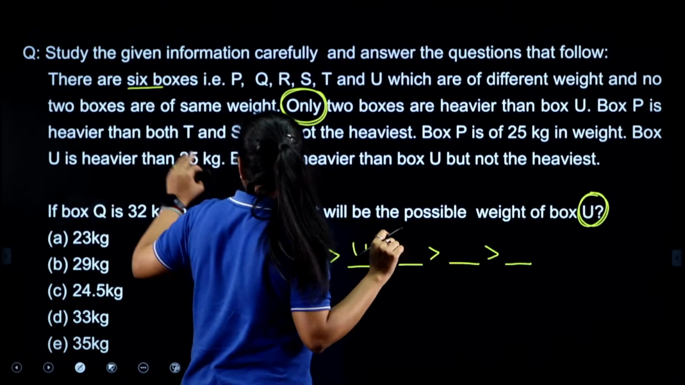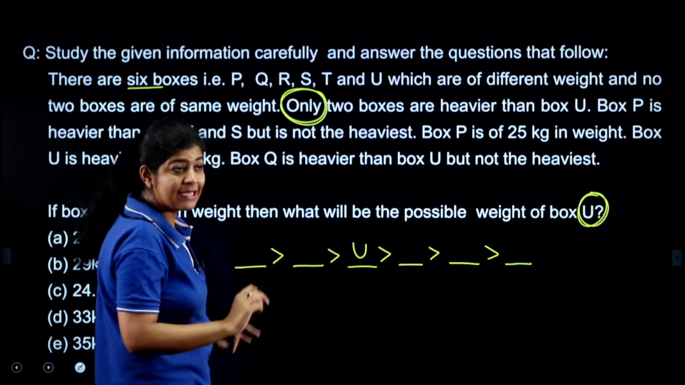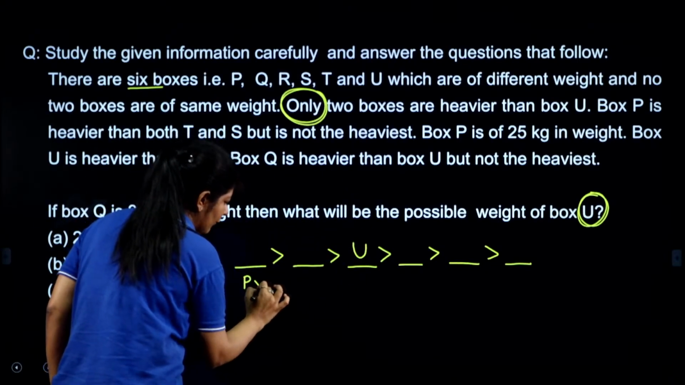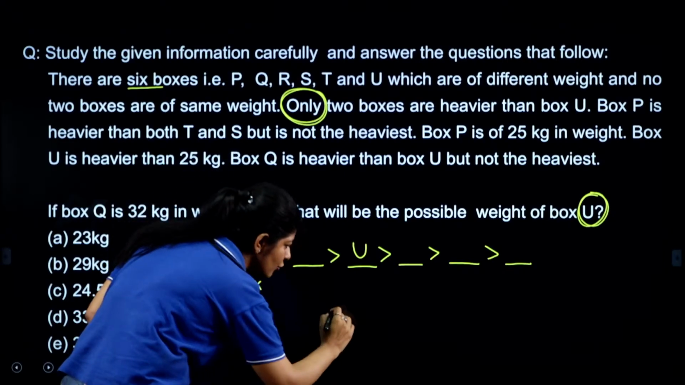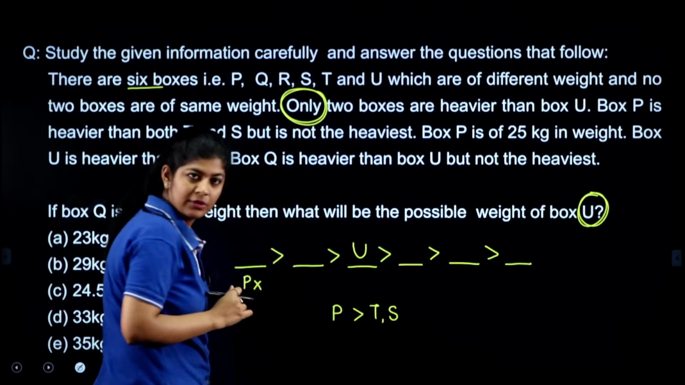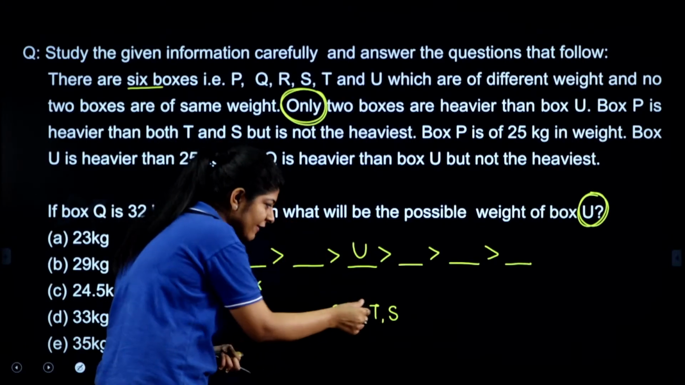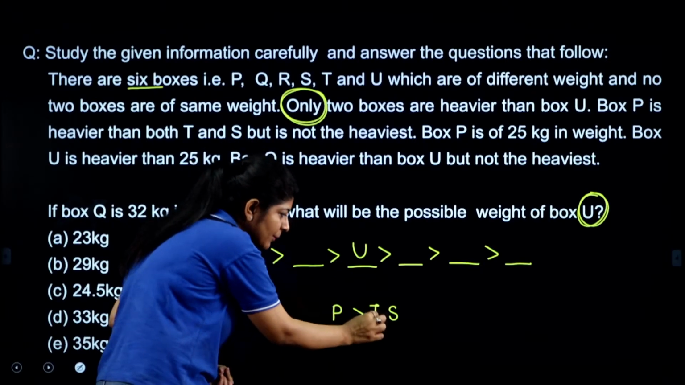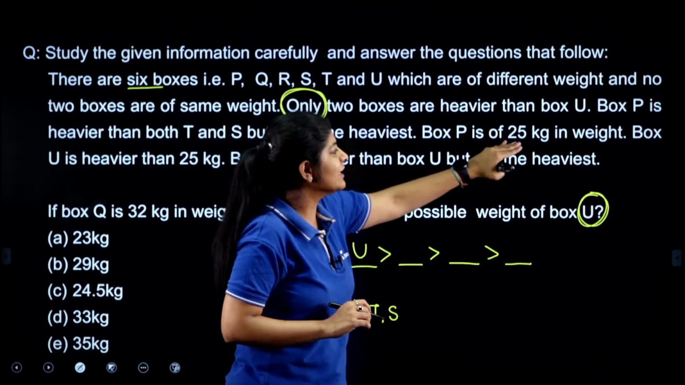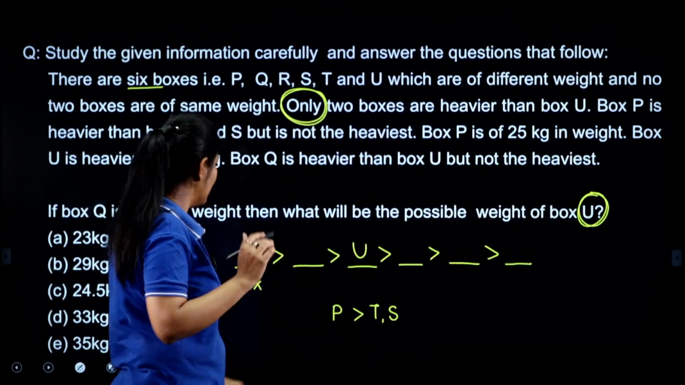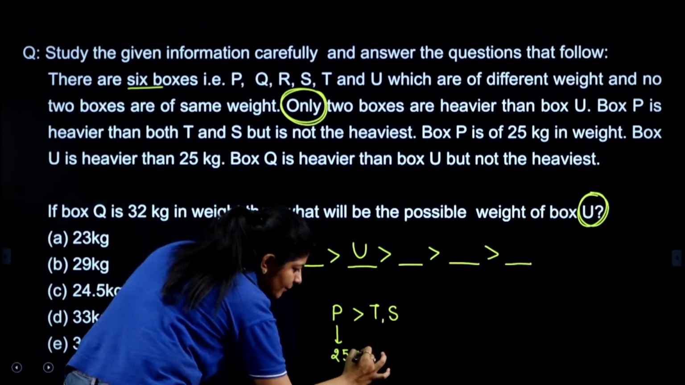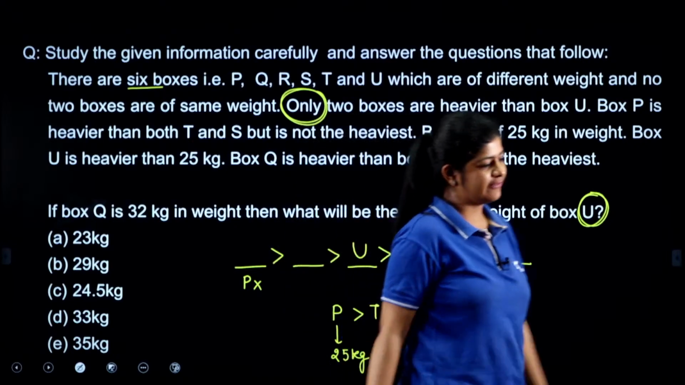Next, box P is heavier than both T and S, but not the heaviest. That means we can't put P over here. According to the question, box P is heavier than T and S both, but no such relation is given between T and S, so we will put a comma between them. Next one, box P is 25 kg in weight. Box P is of 25 kg. Very good, Radhe.